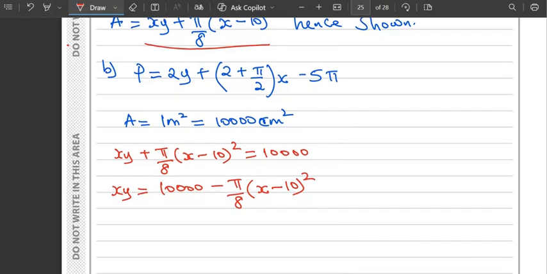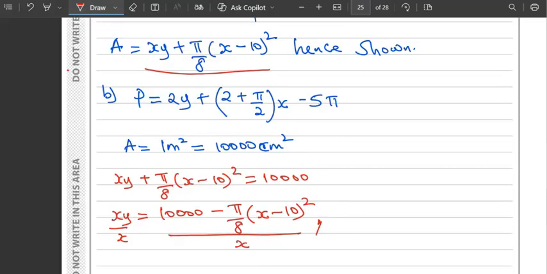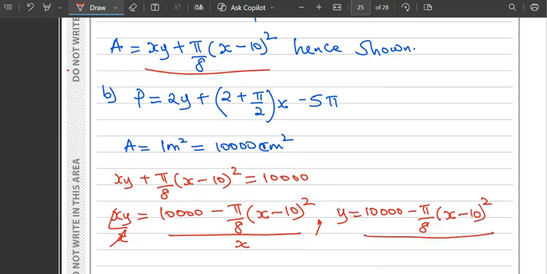Expressing this in terms of y, we are using the given condition to express this in terms of y, so we can simply divide through by x, so that what we'll have here is y will be equal to 10,000 minus pi over 8 into x minus 10 squared, everything divided by x.